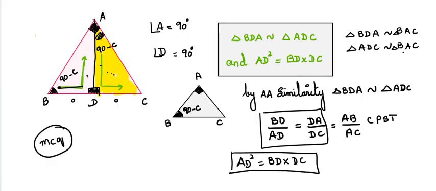Okay, ma'am, can you repeat the statement? If you draw a perpendicular from the vertex of the 90 degree, then the triangles are similar to each other and to the bigger triangle. Now I have written it here.